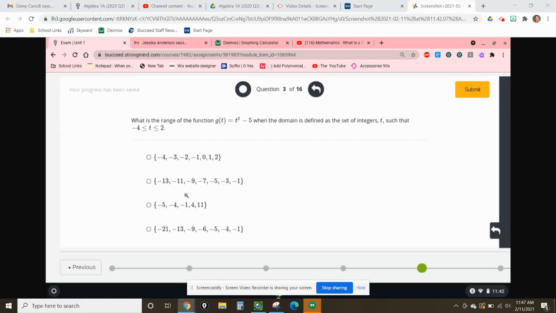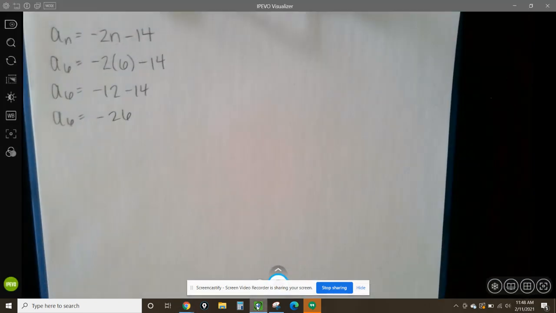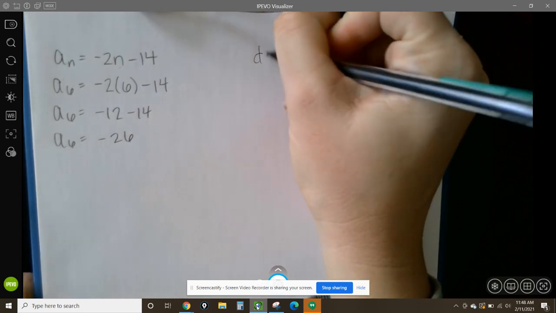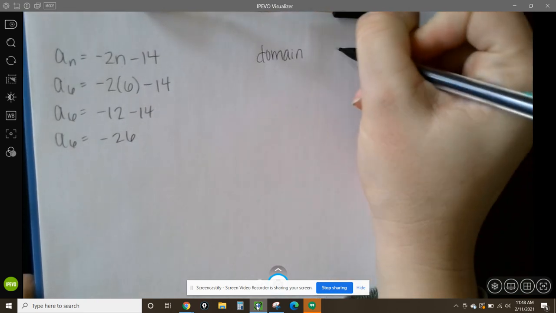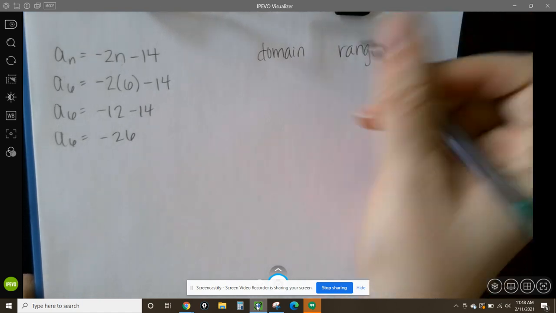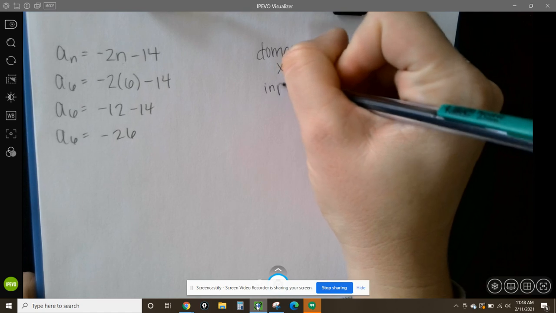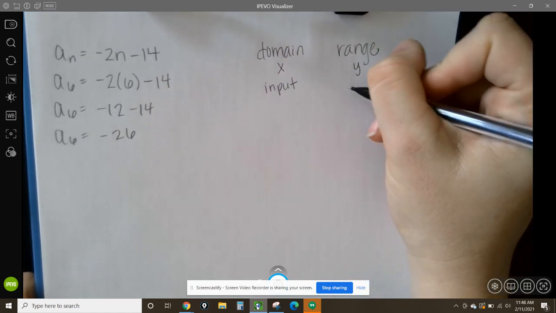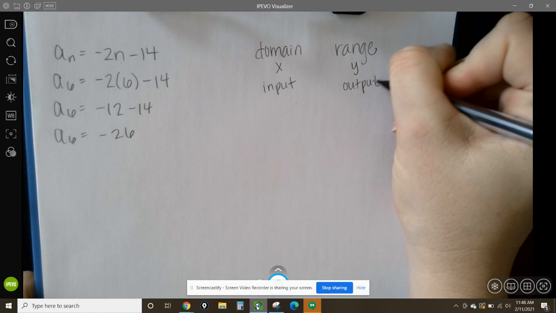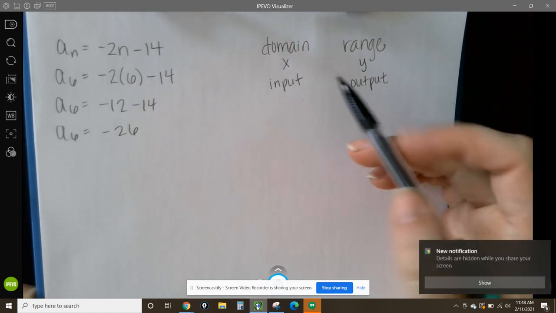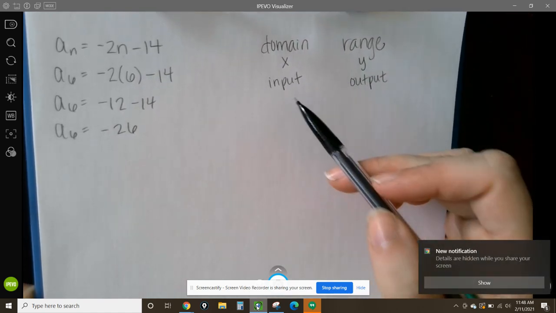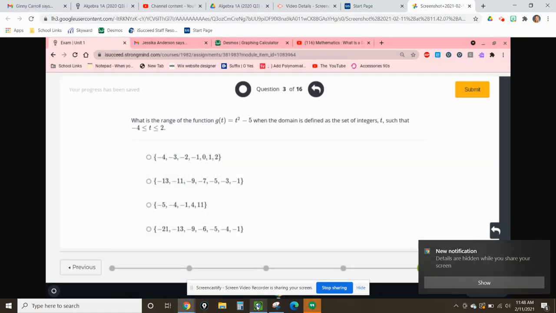Okay, so range is the numbers that come out. Domain are the numbers that go in. So that's a good thing to just know in general, or to jot down. So here, let me go to my paper. Domain and range, this will come up all the time, so it's important to know this. Domain is like the X values or the input. Range is the Y values or the output. I would just write that down somewhere, a sticky note, keep it handy because these will come up all the time. Okay, so let's see what the actual question said.